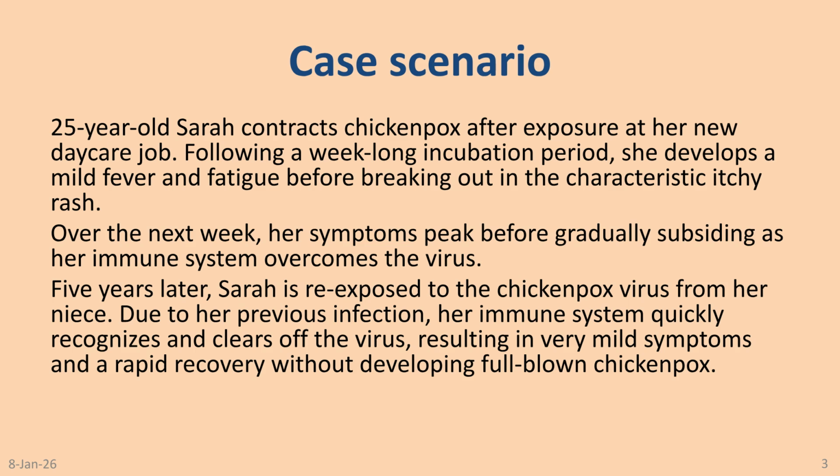5 years later, Sarah is re-exposed to the chickenpox virus from her niece, who has active infection. This time, the outcome is dramatically different. Due to her previous infection, her immune system possesses memory B cells and memory T cells, specific for varicella-zoster virus. These memory cells quickly recognize and clear the virus. Sarah experiences only very mild symptoms, perhaps slight fatigue but no rash, and achieves rapid recovery without developing full-blown chickenpox. This is a classic secondary immune response.